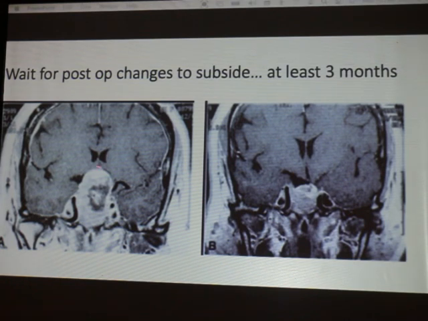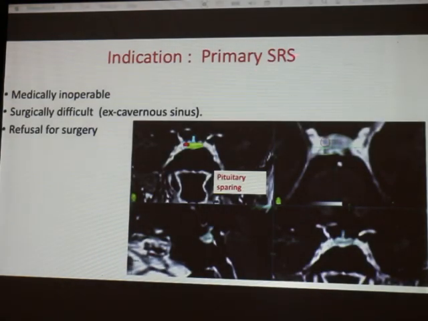at least 3 months because there might be a flap, there might be something. So you need to wait so that surgical changes get resolved. You can see this is immediate post-op and the 3-month post-op, there is a regression of post-op changes. So if you treat at this point in time, you might end up treating a large volume. So for primary SRS, if the patient is inoperable, then you can consider SRS or FSRT, fractionated SRT.